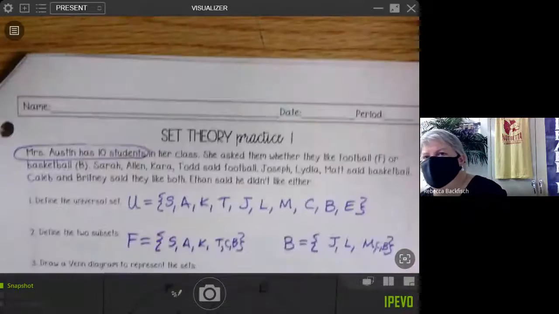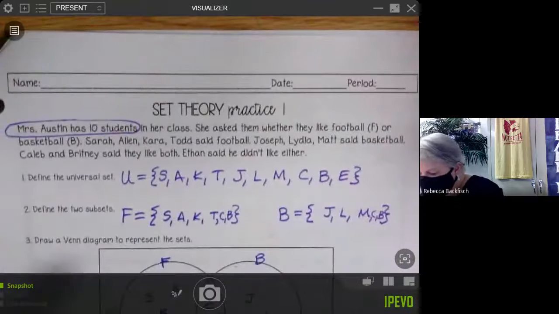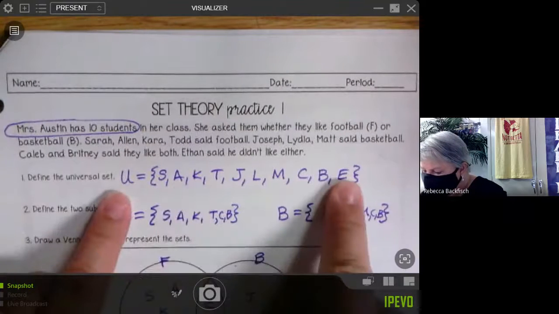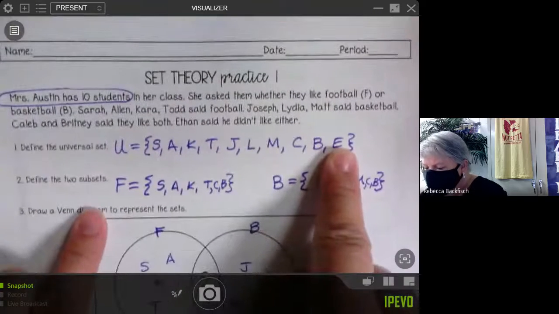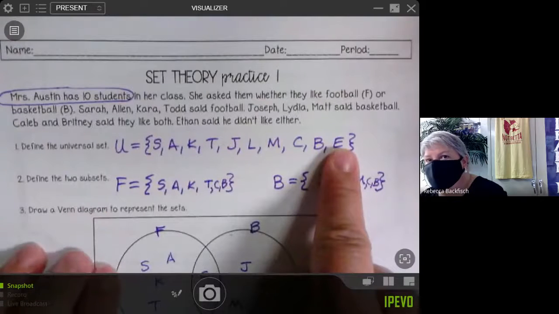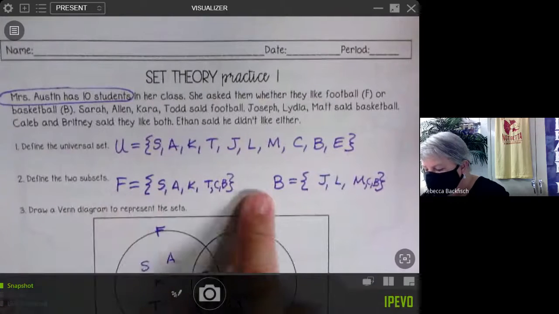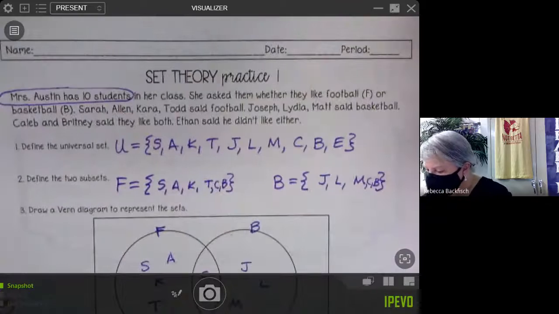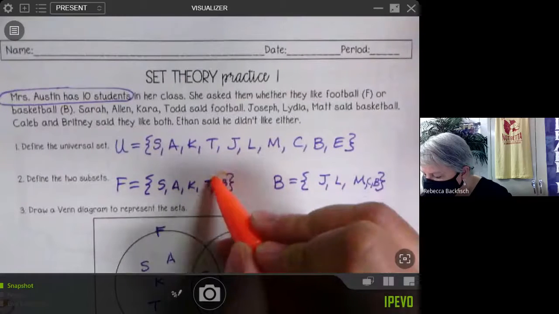Nope, okay. So set theory practice 1. First of all, our universal set, this tells me that my universal set has 10 items in it. And all of these names of students start with a different first letter, so I'm just going to use the first letter to describe each of them. Okay, so here's my 10 students. It says define the 2 subsets. The 2 subsets that were described were people who like football and people who like basketball. And I accidentally did something that you need to check and see if you did as well. When I first wrote it out, I did not leave enough space for these 2.